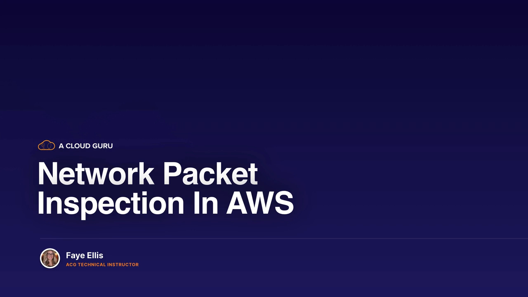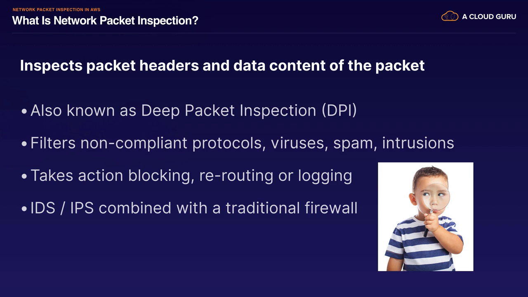And this lecture is all about network packet inspection in AWS. So let's get started. So what is network packet inspection? Well, it inspects the network packet headers and data content of the packet and then takes action accordingly.